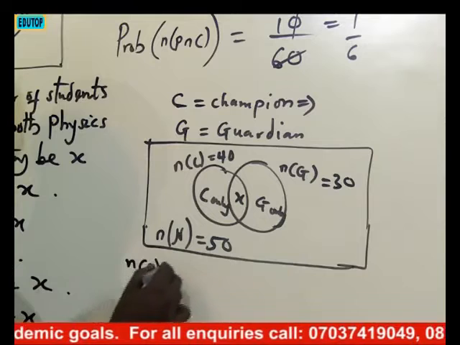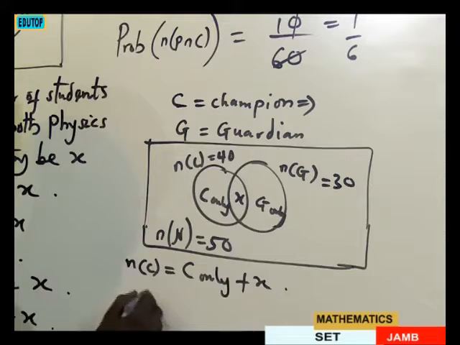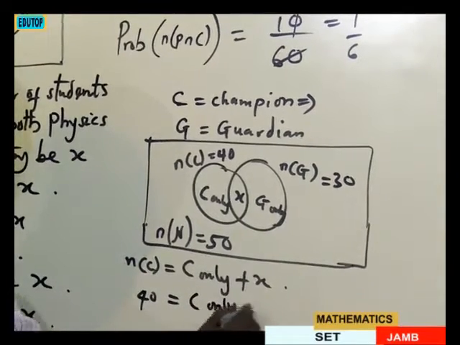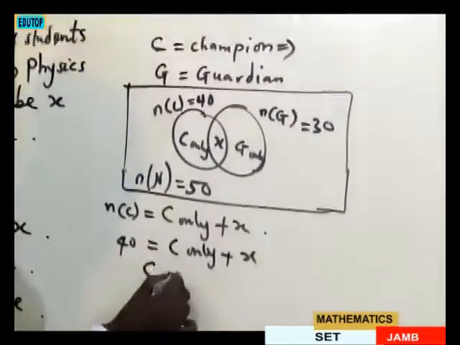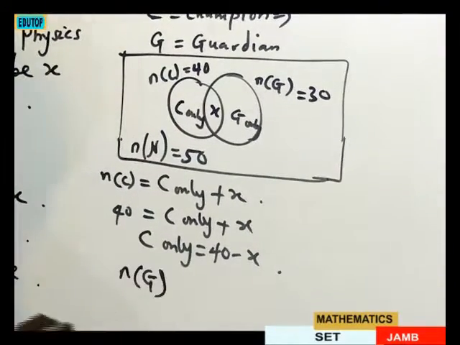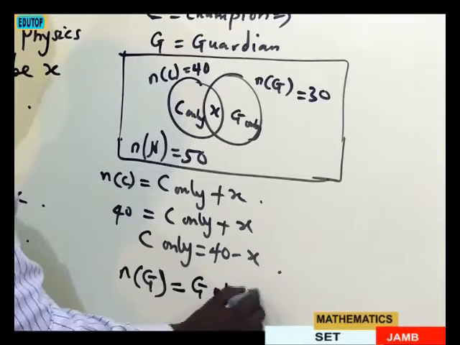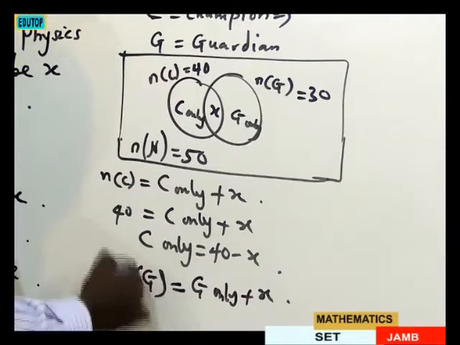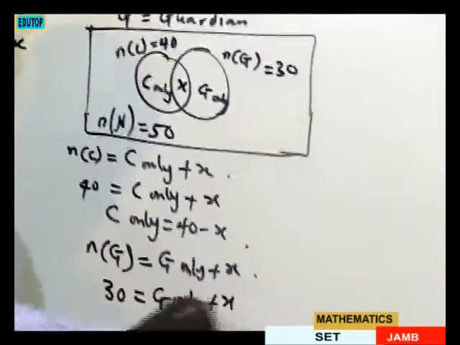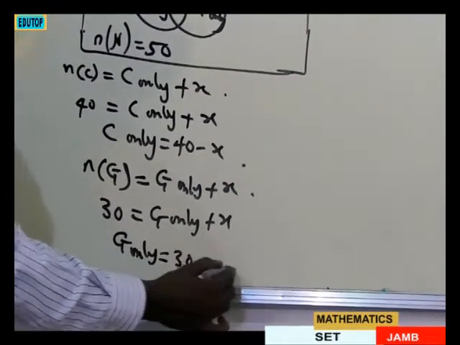Now, the number of Champion is equal to Champion only plus X. What is the number of Champion? 40, which is equal to Champion only, we don't know it, plus X. So Champion only will be equal to 40 minus X. We have calculated that. The number of Guardian will definitely be Guardian only plus both. What is Guardian only? 30 equals Guardian only plus X. So Guardian only will be 30 minus X.